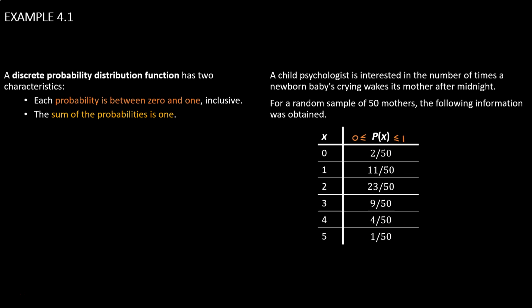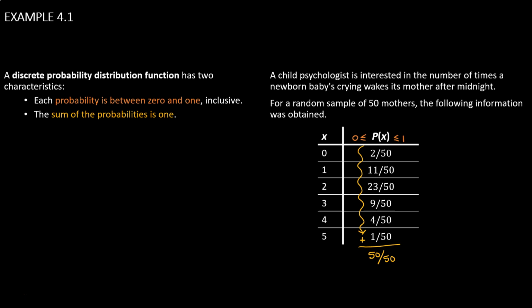Second, the probability distribution function has to make sure that all of the probabilities in the probability column add together to be 1. In this case, they do. Adding all of the probabilities, we get 50 out of 50, which we know is equivalent to 1. So we know we're looking at a discrete probability distribution function.